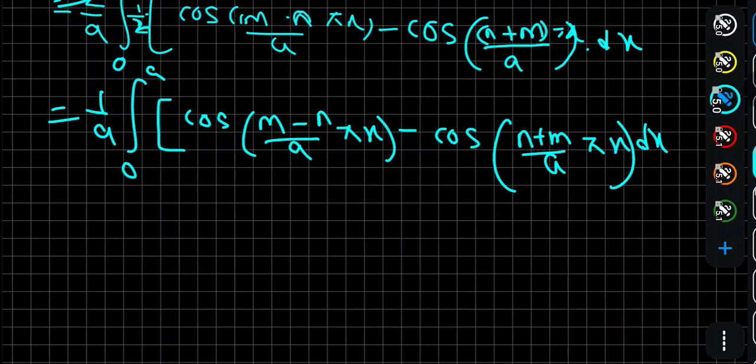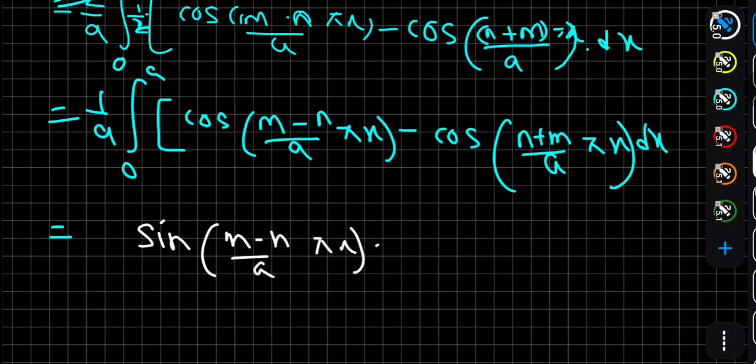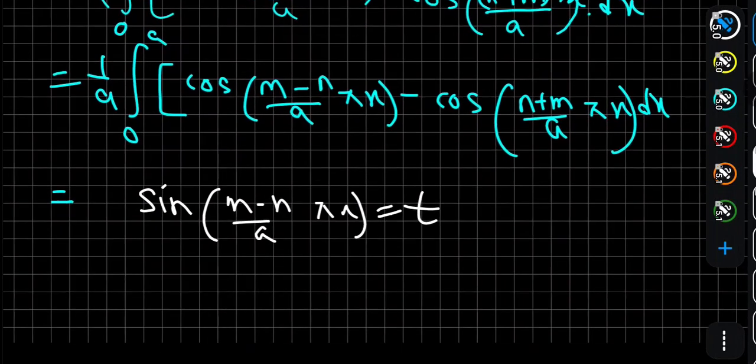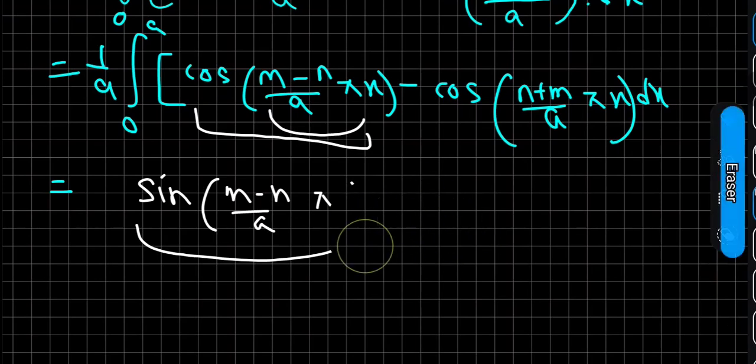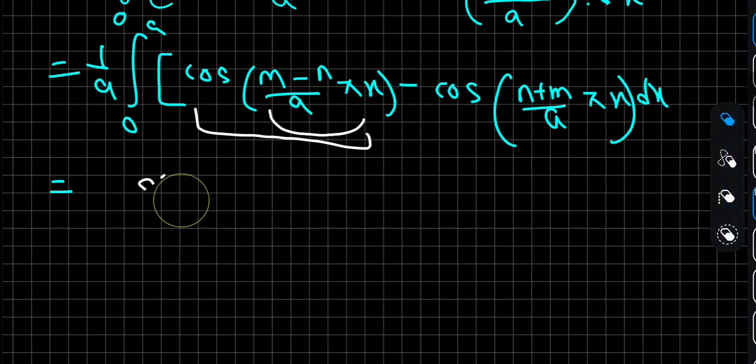You can use the method of substitution for this integral. You can assume (m minus n) pi x by a as t, and then differentiate it, and you will get the result with the x term removed. This is a very easy integral. I said previously that I will try not to skip any step, but this step is very easy, so I'm not doing it.